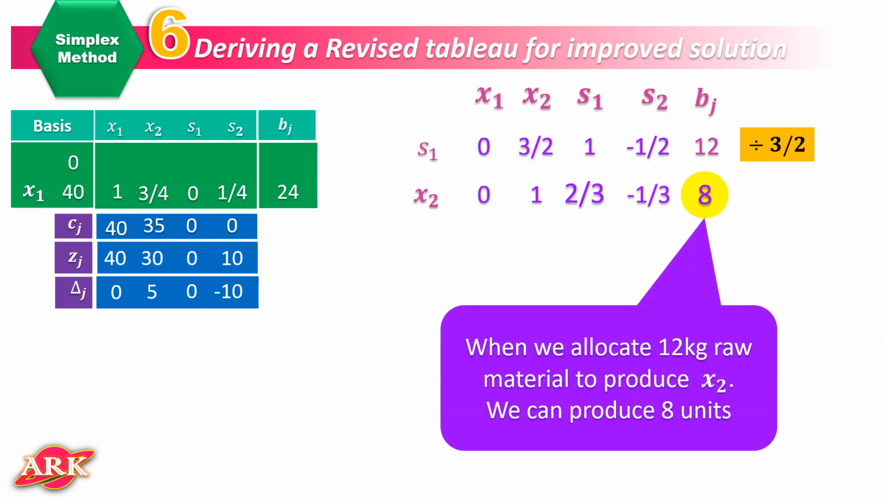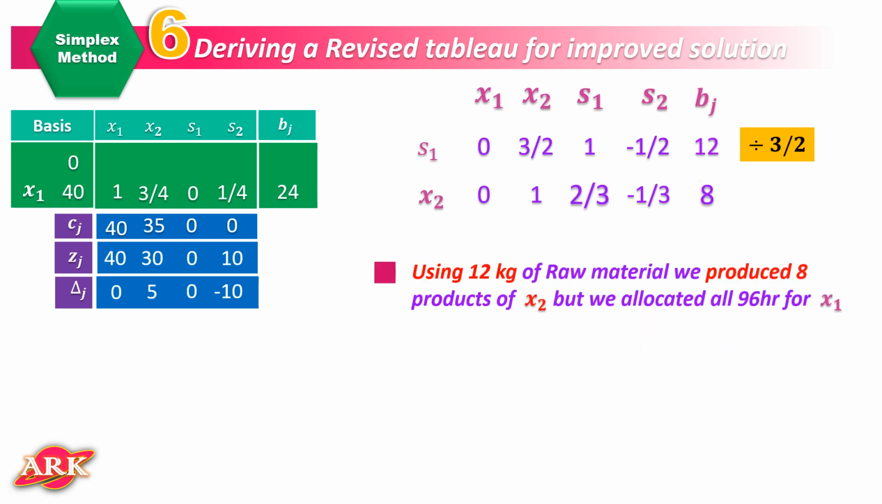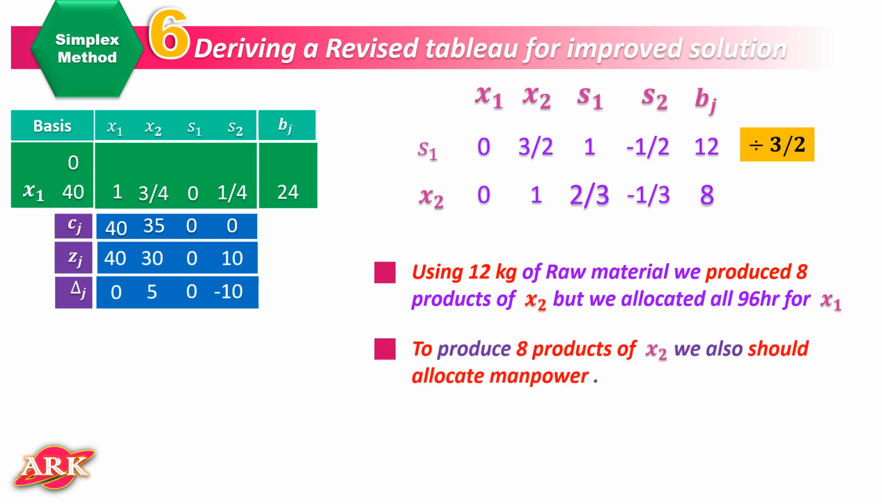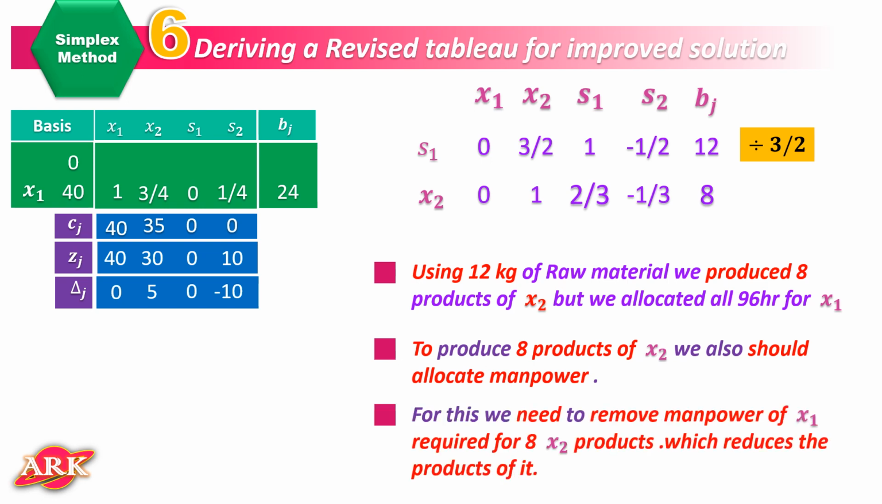8 represents that when we allocate 12 kg raw material to produce X2, we can produce at most 8 units. Using 12 kg of raw material, we produced 8 products of X2, but we allocated all 96 hours for X1 production only. To produce 8 products of X2, we also should allocate manpower. For this, we need to remove the manpower of X1 required for 8 products of X2, which reduces the products of X1.